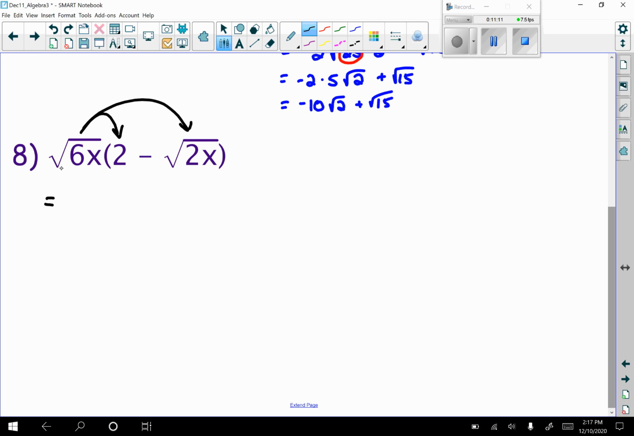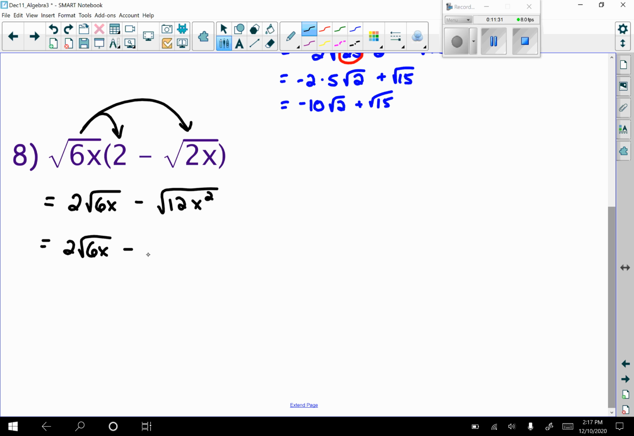All right, so notice the 6x is under the radical, the 2 isn't. So this just becomes 2 radical 6x. But over here, both the 6x and the 2x are underneath the radical, so we can multiply 6x by 2x and keep it under 1 radical. So this becomes 12x squared. I can't do anything with the 2 radical 6x, so that just stays the same.